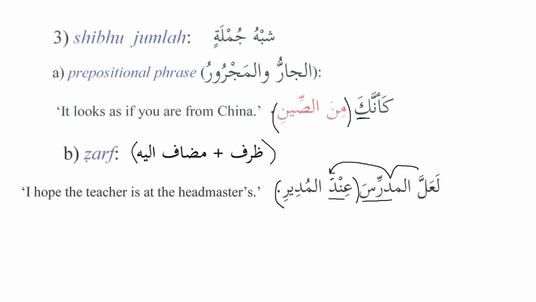So similar to, we know that basically khabar can be mufrad, it can be a complete sentence, and it can be shibhu jumla. Similarly, khabaru ka'anna or khabaru inna can be similar. It can be mufrad, it can be a complete sentence, both verbal and nominal, and also it can be shibhu jumla, which is jar majroor or dharf plus mudaf ilayh.